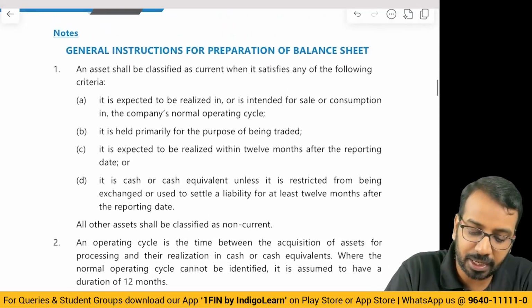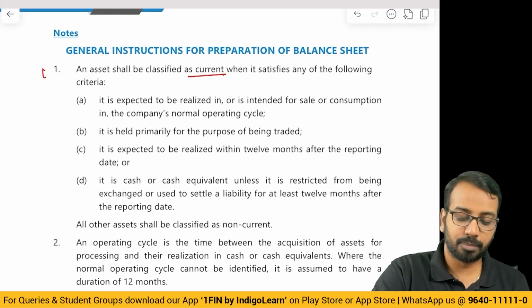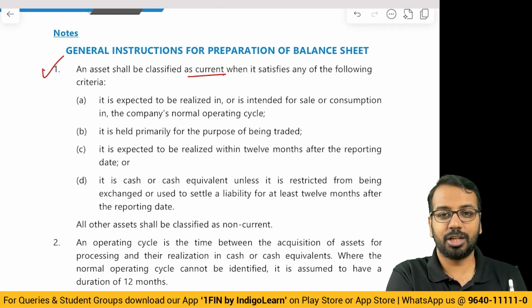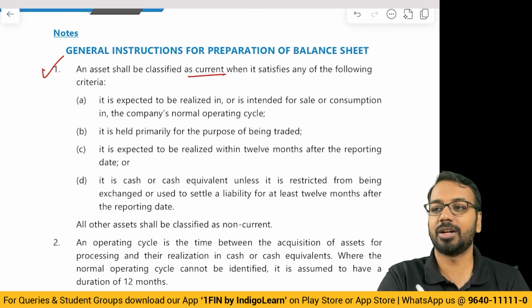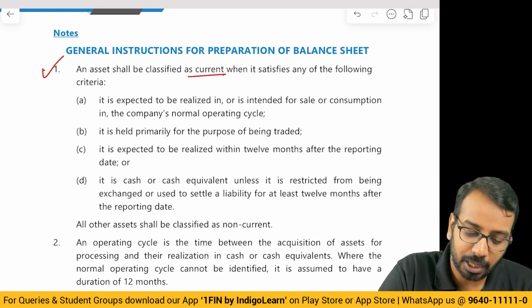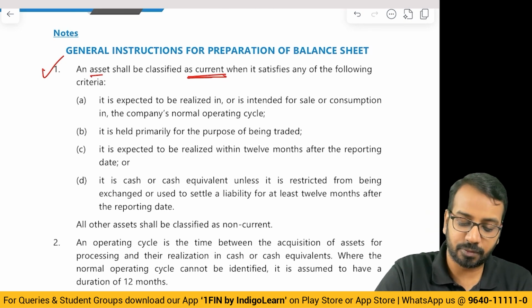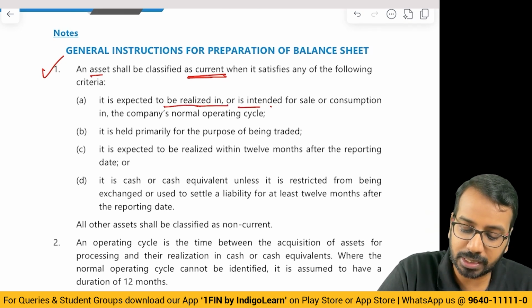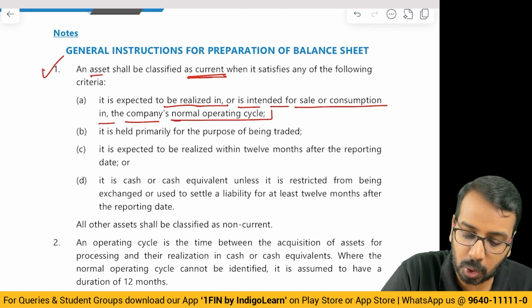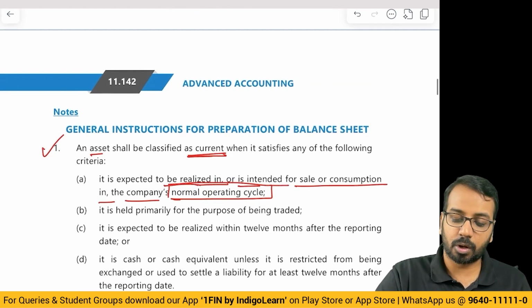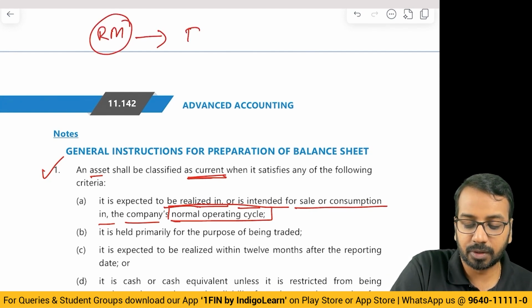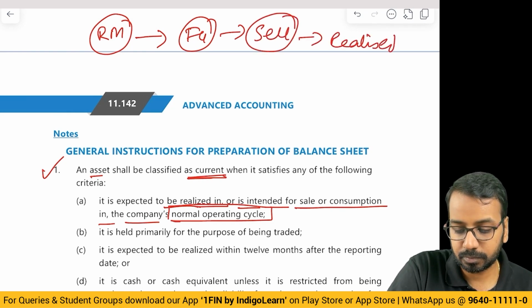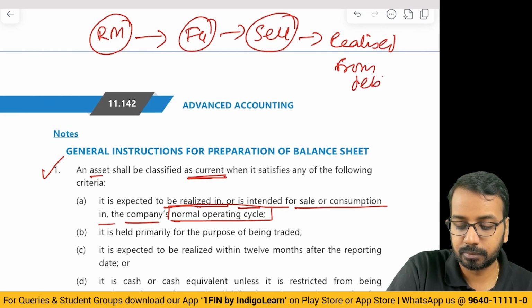Now, classification between current and non-current. This is important as far as the definition is concerned. In the previous exam, they had asked a 2 marks question, a very simple one, on a non-current asset held for sale, whether it should be current or non-current. An asset shall be classified as current when it is expected to be realized or is intended for sale or consumption in the company's normal operating cycle. Now, what is this operating cycle? Operating cycle is basically the time from when you purchase the raw material, convert that into finished goods, sell the goods, and realize the money from debtors.